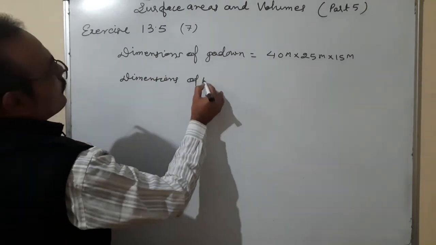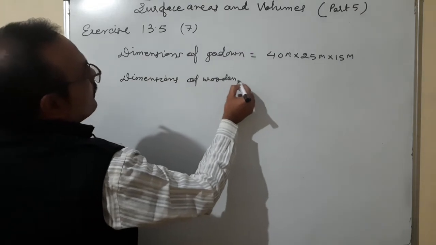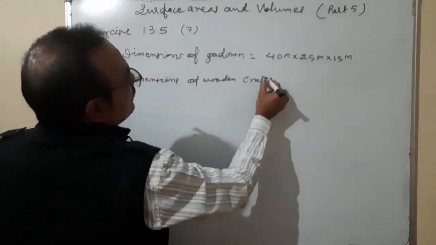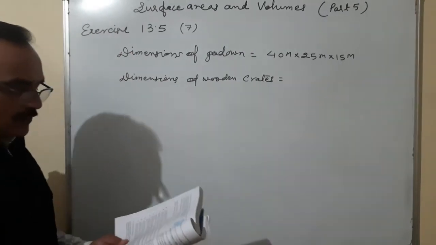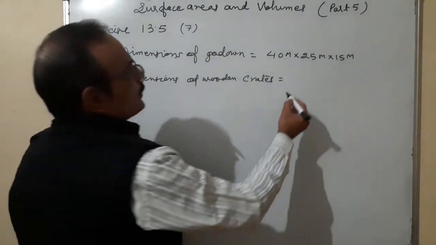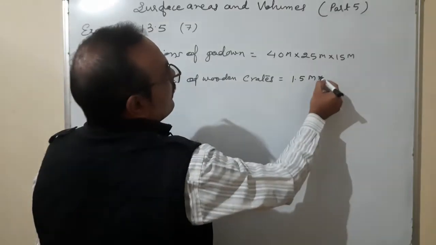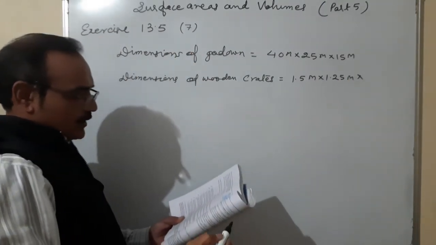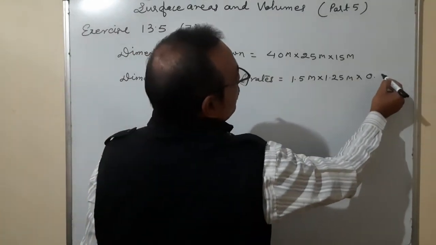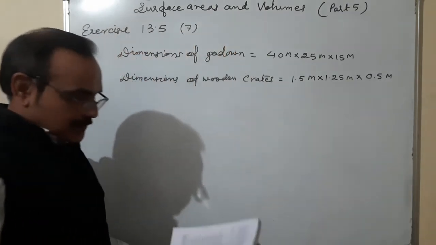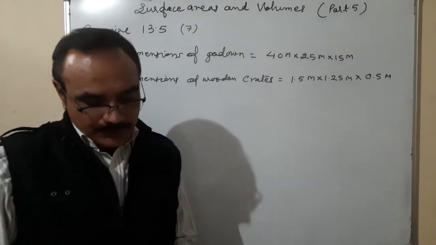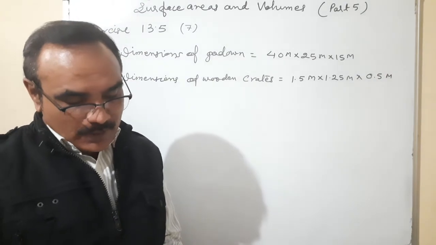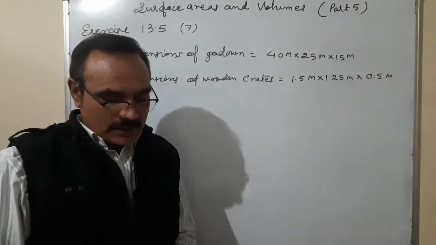Dimensions of wooden crates: 1.5, 1.25 into 1.5, 1.25 into 0.5. The question they are asking is: find the maximum number of wooden crates of this measure that can be stored in a godown.